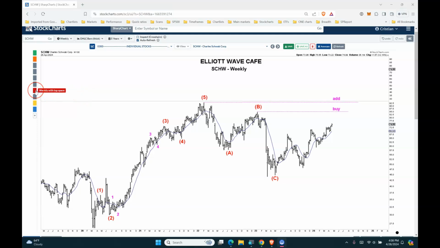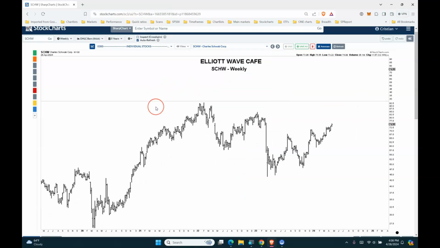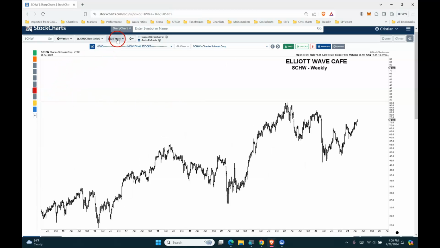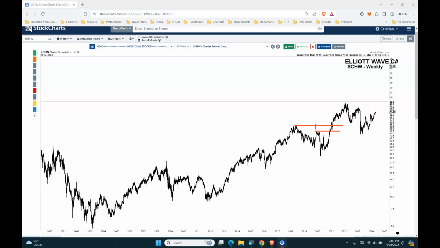And if I go, let me go to the other one here. If I go right here, you can see, let me go to a longer time frame. Maybe we go from 10 years to 25 years, right? So you can see this was another ABC right there. You have your 1 2 3 4 5. You have your ABC. I mean, look at the move that this made, right? So if you bought Schwab above this level, which is that B wave, and you added above that level, I mean, look, there were gains to be made right there.